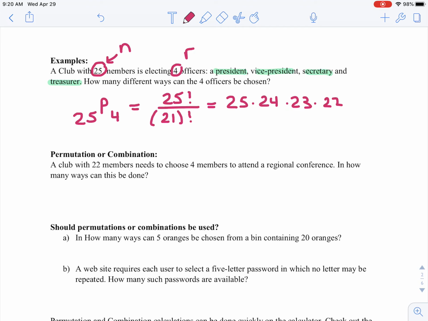If you're on the TI-89, it's just going to be second 5. Go to your probability and find your nPr. If you have the 84, you can find that pretty easily as well. And this turns out to be 303,600 different ways.